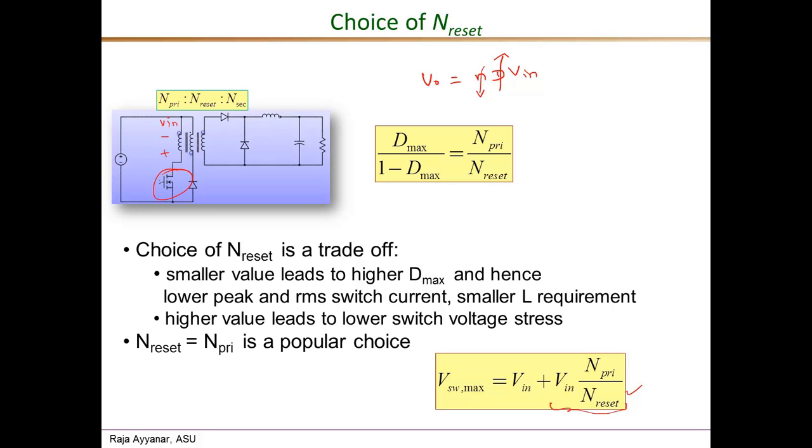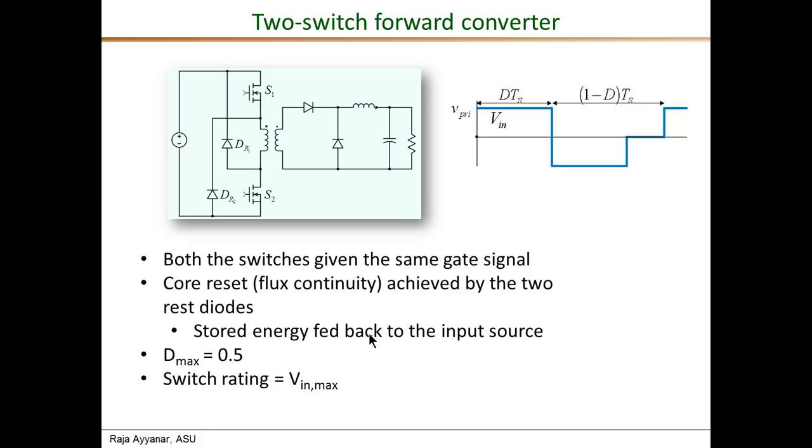Usually, if there is no other compelling reason, then choosing N primary exactly equal to N reset is a very popular choice. It has a lot of practical advantages. I mentioned that we are going to look at two variations of the forward converter with slightly different reset mechanisms.